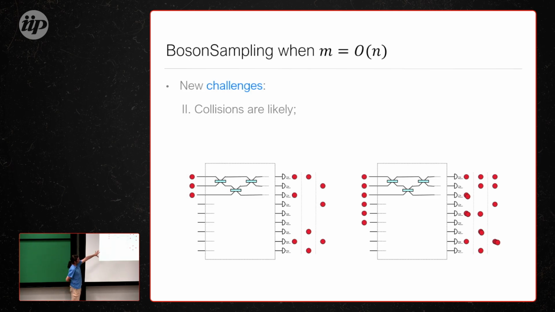The other thing is that now collisions are likely. Remember that I told you that if the number of modes is very large, the photons tend to come out very spread out. Now you start to see a bunch of these collisions. So now the norm is going to be having more than one photon per detector. And then we had to prove that if you have permanents that have a few repetitions in the rows, that doesn't become too much easier.